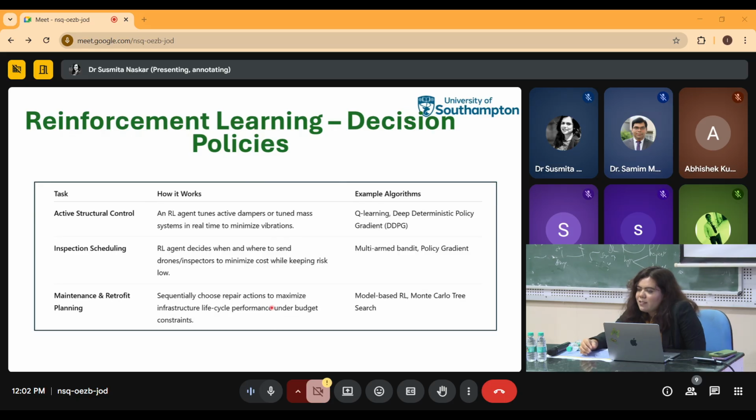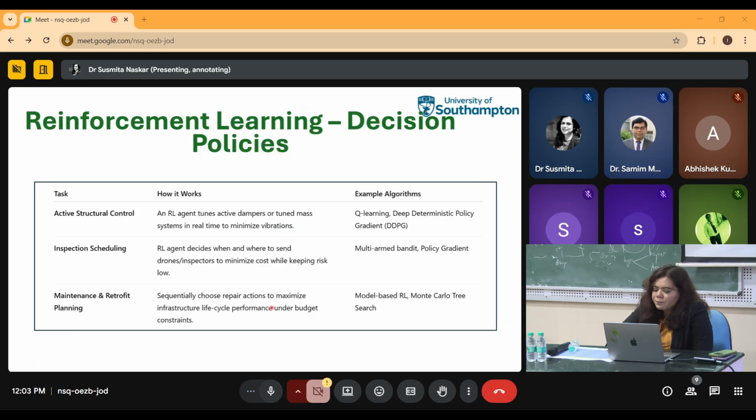And reinforcement, as we said, and what you have correctly said, is that we learn from the environment, learn from the policy, to take action on what to do after that. That could be anything. That could be structural control, taking care of the maintenance, retrofit, or inspection. Those are the things, depending on the environment. As an agent, you understand what works well, and then you take the decision.